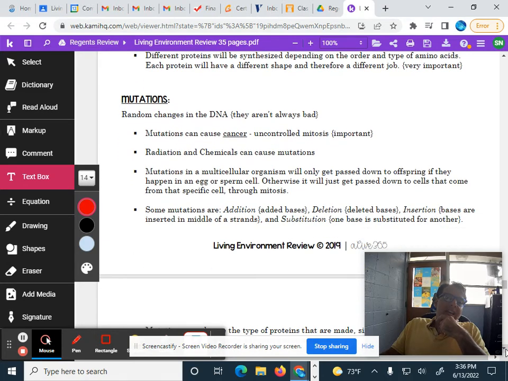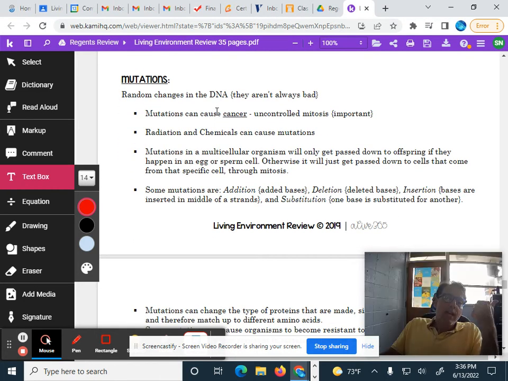Sometimes we have mistakes in making proteins. Mutations can cause cancer. It's uncontrolled mitosis. Radiation can cause that. Chemicals can cause these changes. They will only get passed down if they happen in the gametes, if it happens during meiosis.